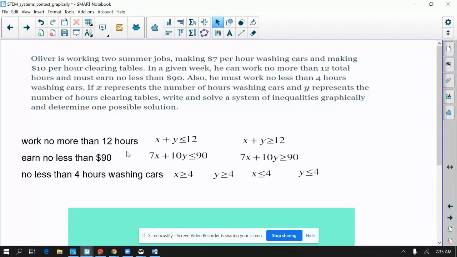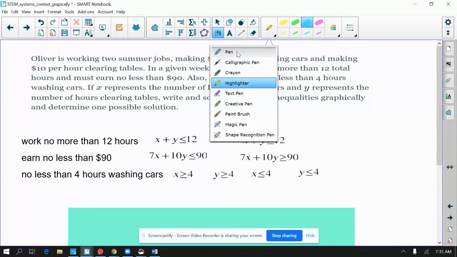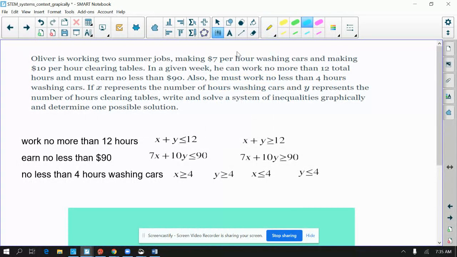Work no more than 12 hours. X is the amount of hours he spends washing cars. Y is the amount of hours he spends clearing tables. So which scenario talks about that he can spend no more than 12 hours? It is this one right here. This is X plus Y has to be less than or equal to 12. This is the inequality that we need.